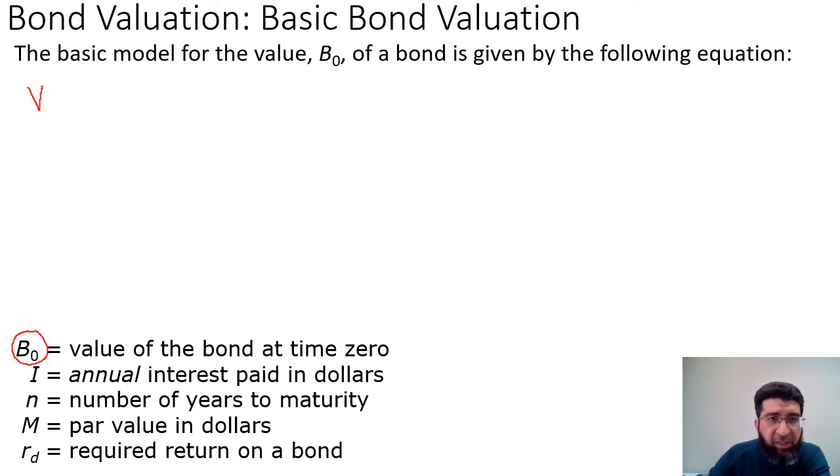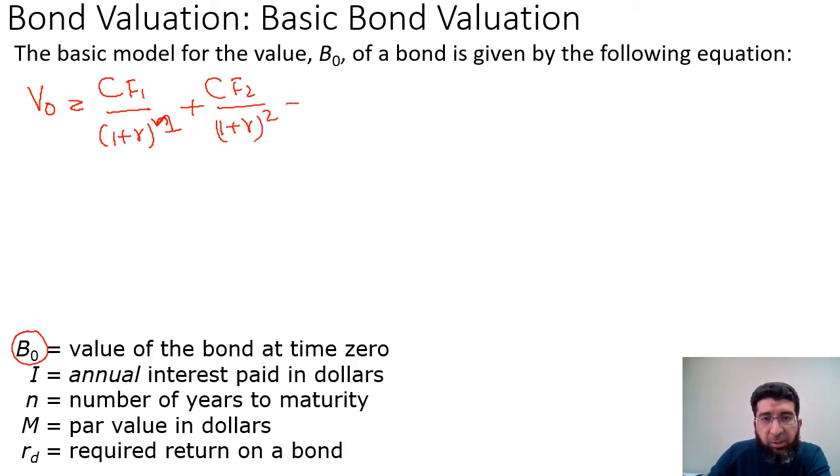So that will be V naught equals the first cash flow, CF1, over 1 plus R to the power 1. Then we have another, CF2 over 1 plus R to the power 2, and then CF3, and so on up to CFN over 1 plus R to the power N.